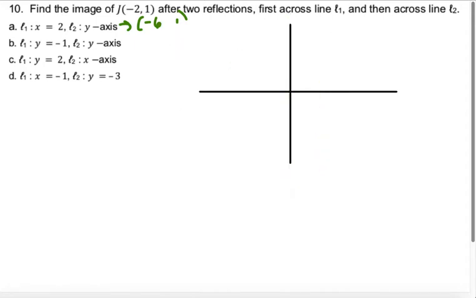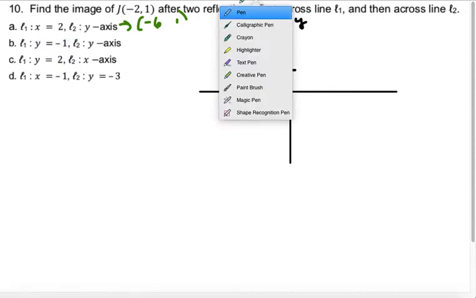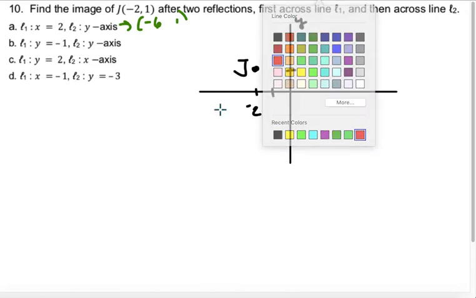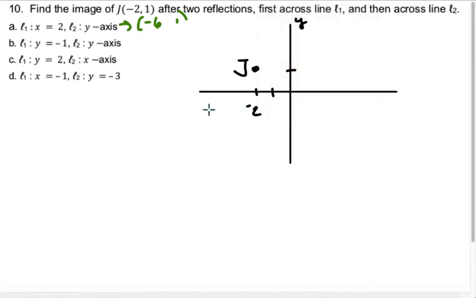Let's start over. J, remember, is located at (-2, 1). This is -1, -2, and this is (-2, 1). It wants you to reflect this point over y equals -1. If this is the y-axis, then y equals -1 is going to be a horizontal line. Let me draw it in red. It's a horizontal line at y equals -1, representing y equals -1.